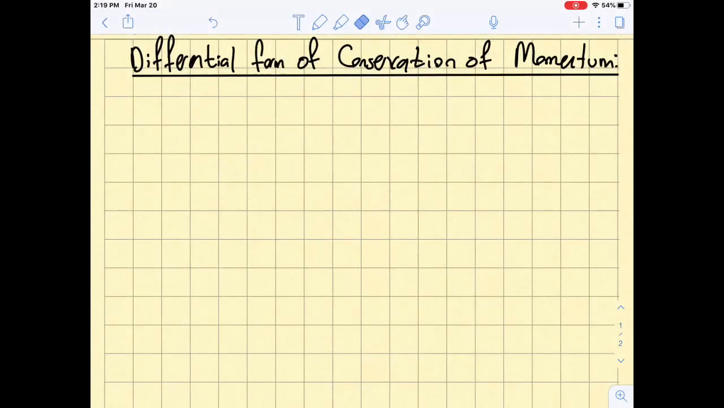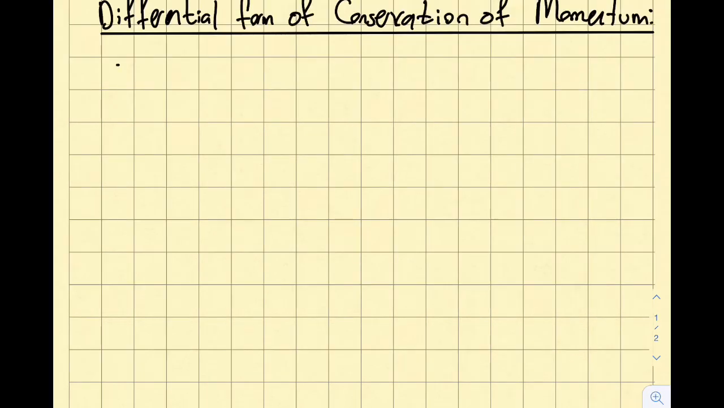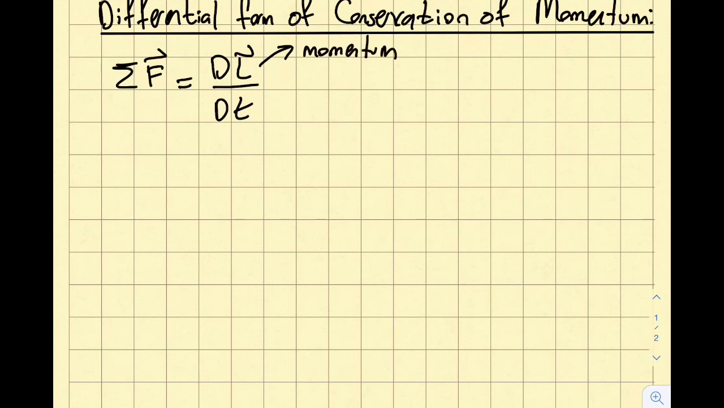Today I'm going to talk about the differential form of the conservation of momentum equation. I'm going to start by writing Newton's second law, dL/dt, where L is the momentum, or the linear momentum to be more specific. I can take the definition of the momentum into account, and this simplifies to d/dt of m times the velocity vector.